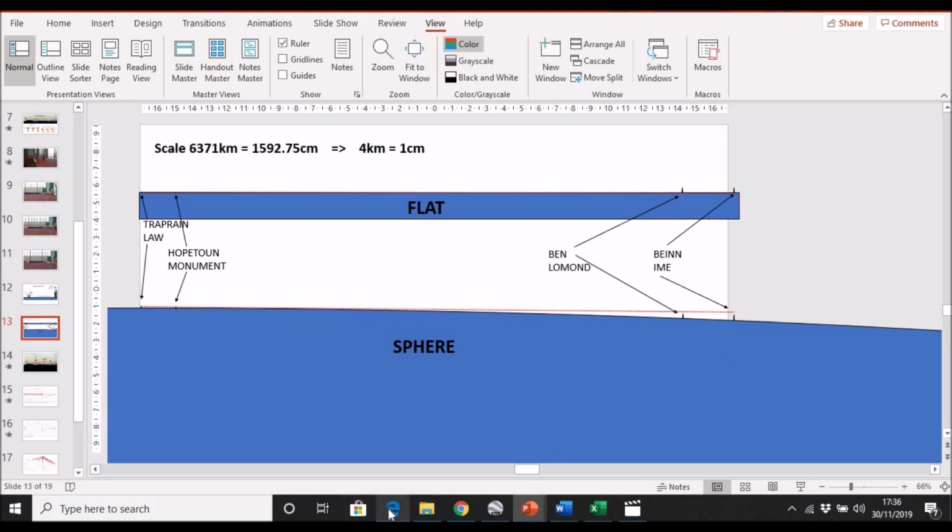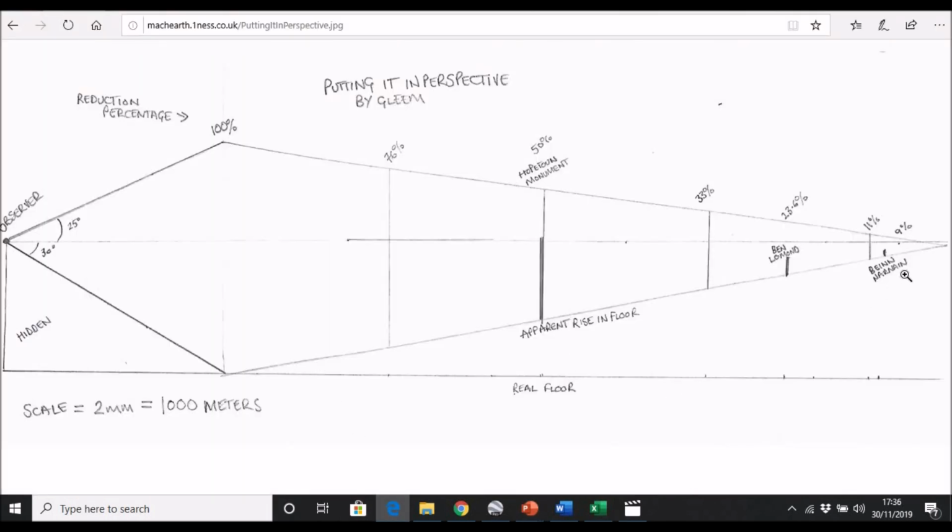But there is no good reason why Benim should not be in your diagram. The distance from Ben Lomond to Ben Narnain is 10 kilometers. Benim is only 2 kilometers further away from the camera than Ben Narnain, and so it should be here somewhere. There's plenty of room to fit it on the diagram. So why didn't you bother to include it?